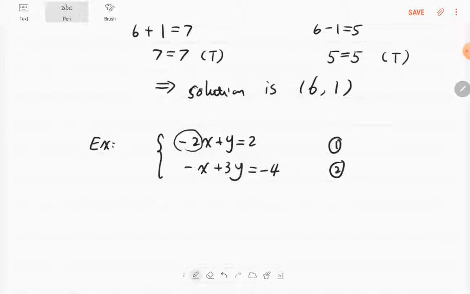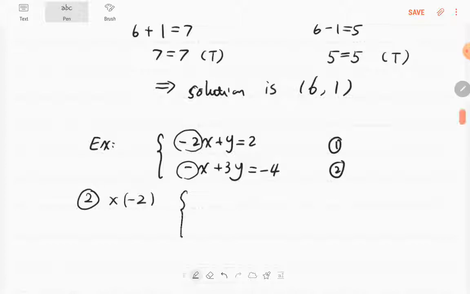So if I can do something to make the coefficient of this x to be positive 2, then when we add them up, we can get 0x because we could eliminate x. So how can we make negative 1 to be the 2? We only need 2 times negative 2, right?